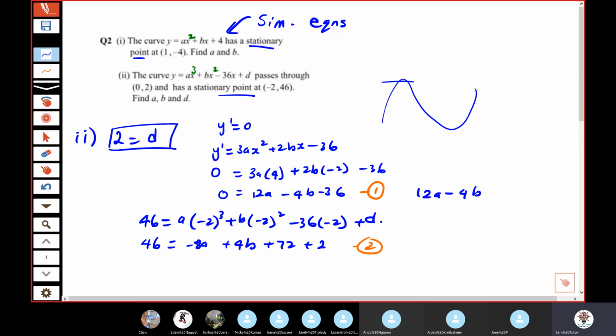12a minus 4b equals 36. And this one, -8a plus 4b equals 46 take away 74. 46 take away 74, -28. And then solve those two simultaneously. Is that okay? Joe, you alright with that as well? Yeah. Cool.